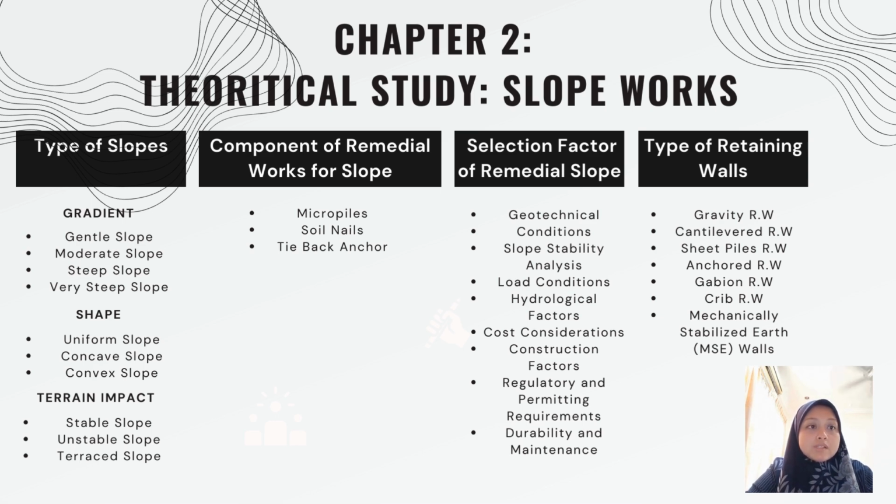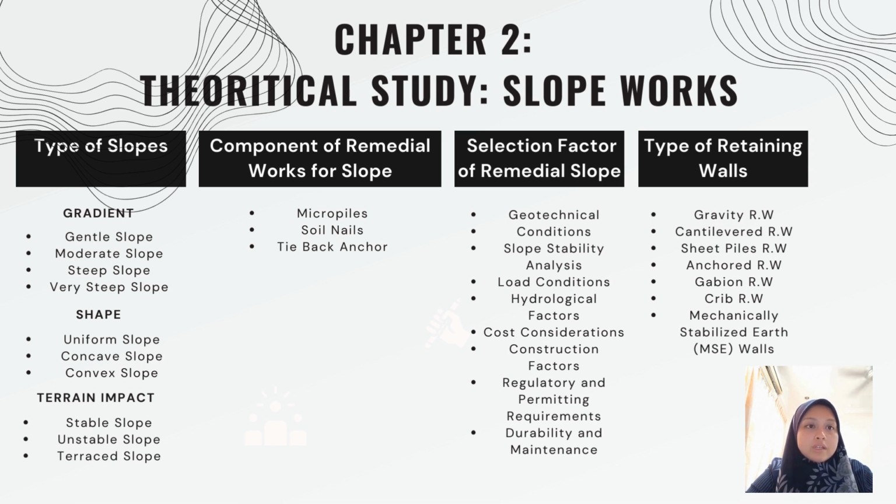For the slope types based on terrain impact, we have three types: stable slope, unstable slope, and terrace slope. For the stable slope, minimal movement of soils and rocks, lower erosion and landslide risk. For the unstable slope, higher potential for soil and rock movement, high erosion and landslide risk, often affected by natural events like heavy rainfall or earthquake. For the terrace slope, it is modified by human activity for agriculture, typically found in hilly or mountainous regions, designed to reduce erosion and water runoff.